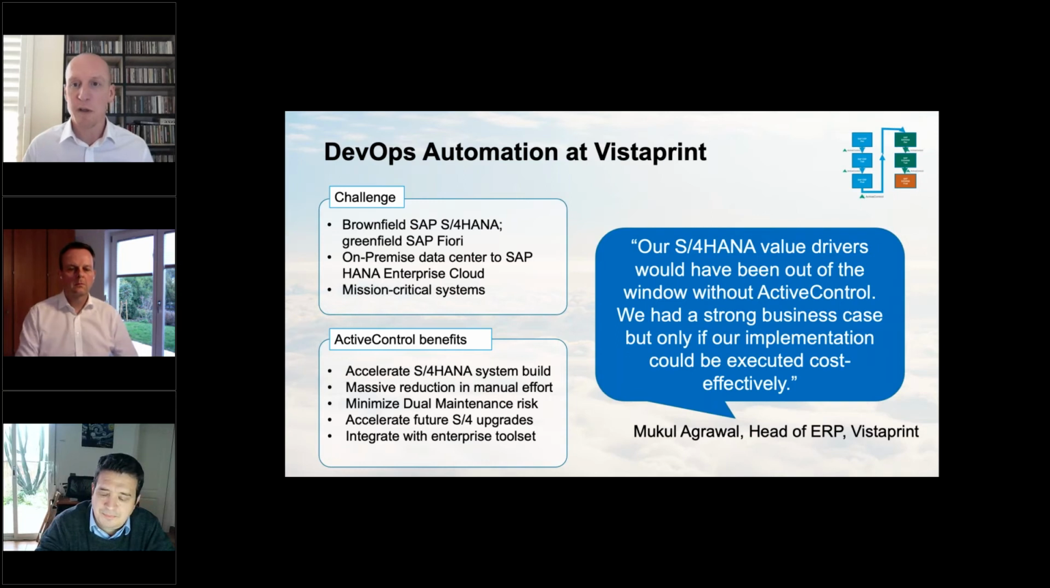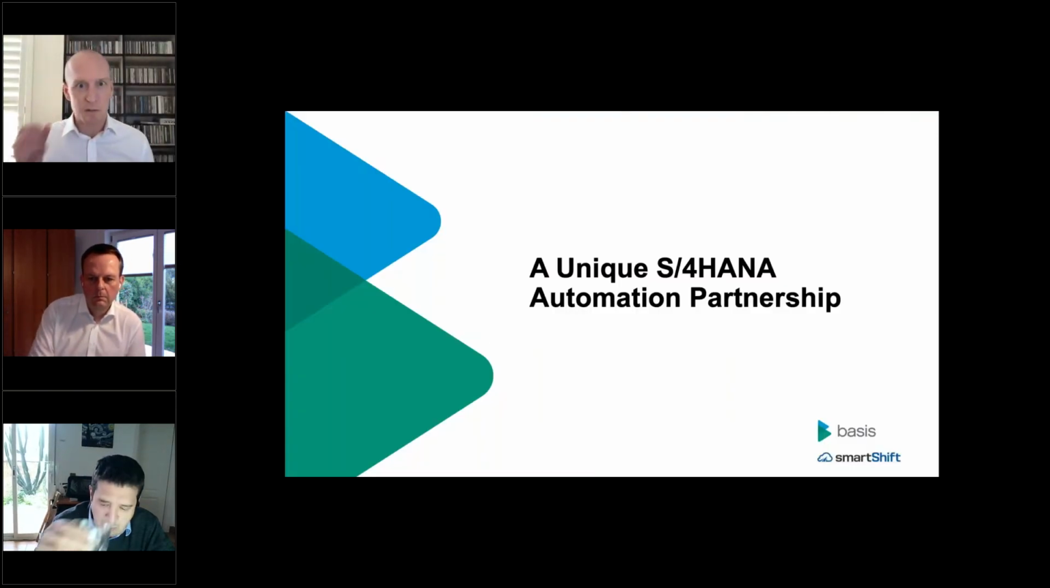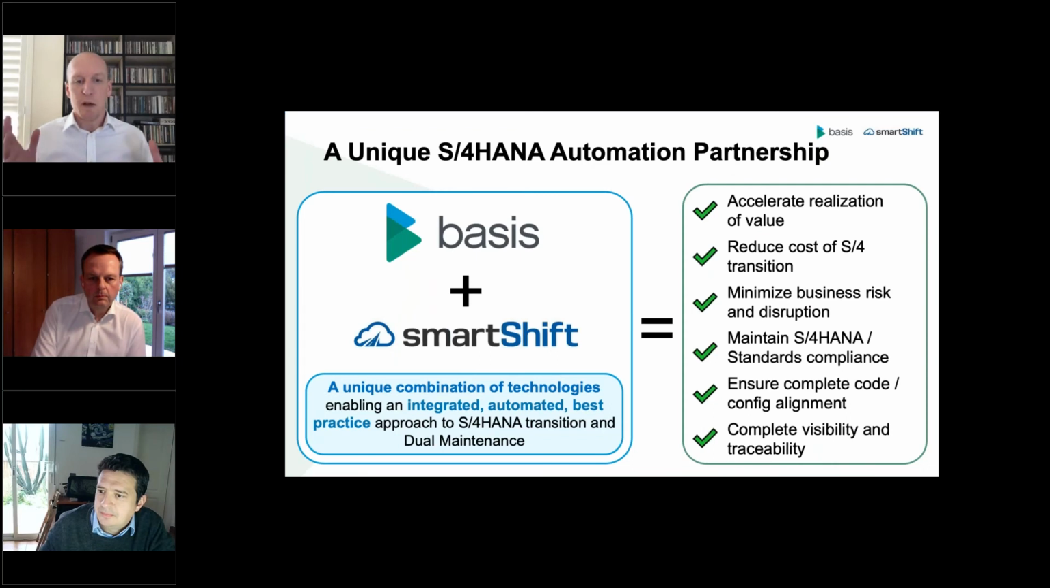Absolutely correct. Well, thank you both very much, gentlemen. I think the individual benefits of automation in those areas are very clear. So, of course, using either smartShift technologies or basis technology solutions, you're going to get lots of benefit, but combining the two together is really where we're going to get the maximum power and this quite unique integrated approach to this management of code change as we move forward in transitioning to S/4HANA.